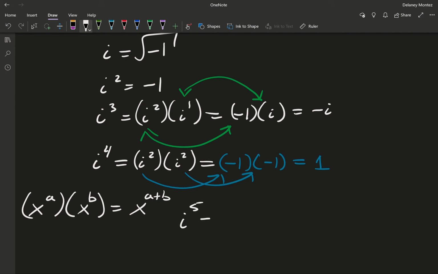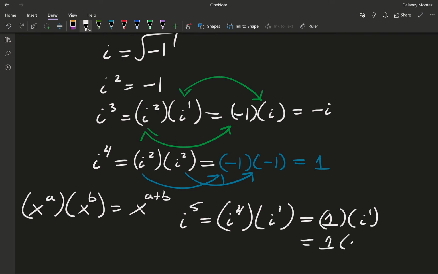Okay, let's see i to the 5. Well, i to the 5 is the same thing as doing i to the 4 times i to the 1, because we just add 4 plus 1. What's i to the 4? Well, we just said it's 1. And so what you have left is just i to the 1, or just i. So it's 1 times i, or i. So what does that say? That says i to the 5th is i.